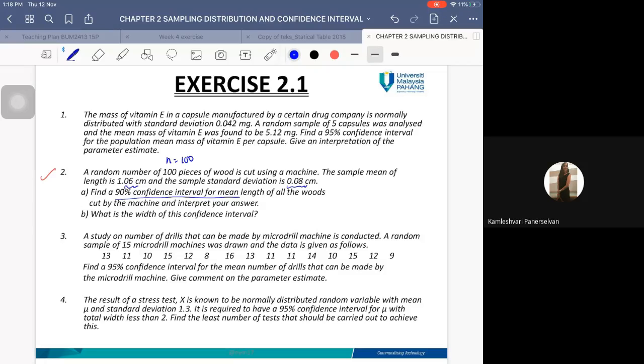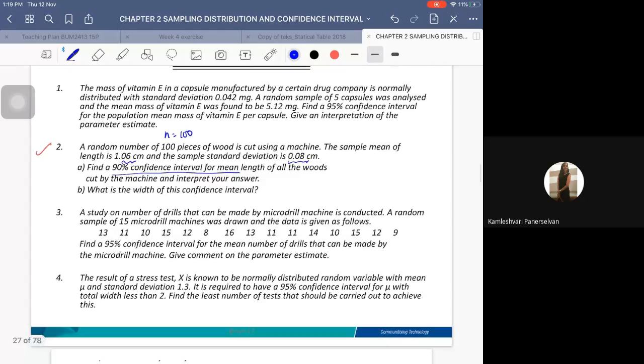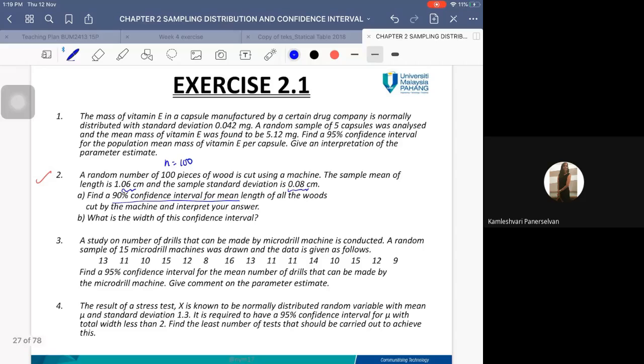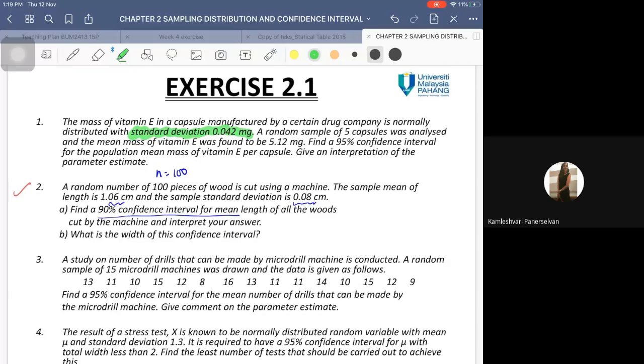And for the case of number 1, it's already been discussed in the question, so I'm not going to mention it. But I might as well address it for this case as well. Number 1. It says over here, the mass of vitamin E in a capsule manufactured by a certain drug company is normally distributed with standard deviation of 0.052. So here, it says standard deviation. But is this standard deviation of population or standard deviation of sample? How do we know? Can anyone tell me whether this is for sample or population?